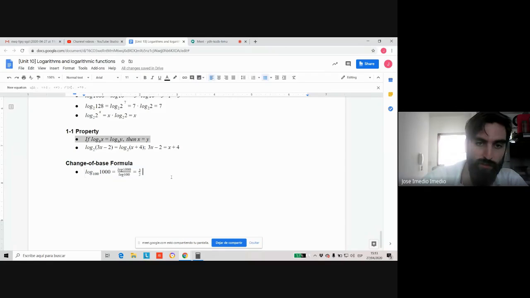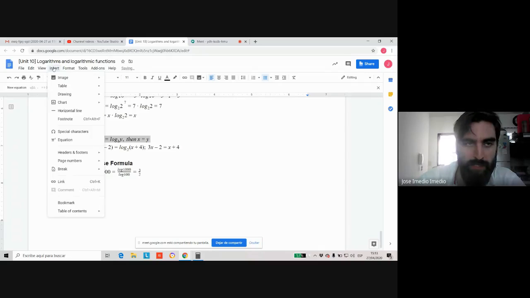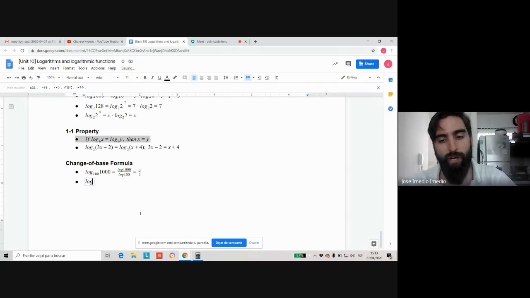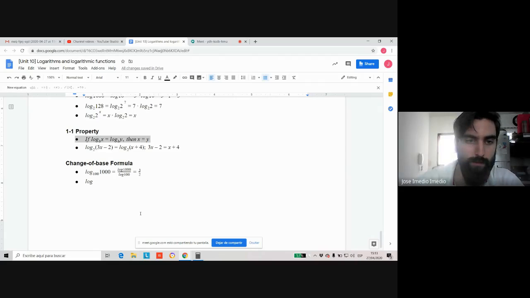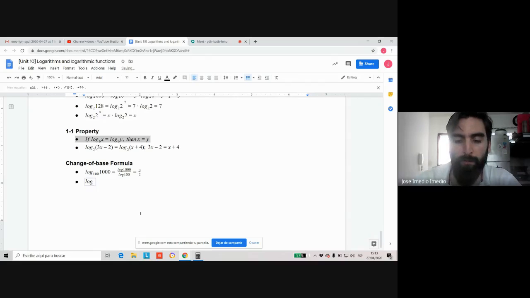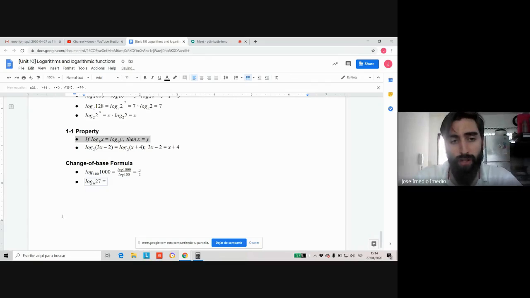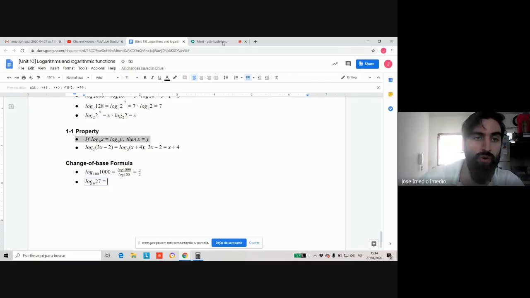Let's solve another example with another base. Let's do it with logarithm base 9 of 27. Same thing. Here it's not that easy, but I'm going to change it to a base which we know better, which is base 3.